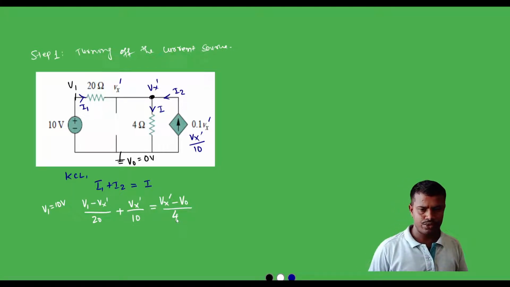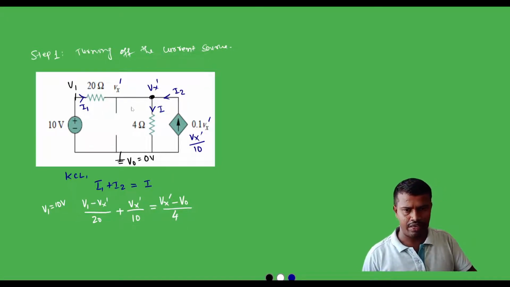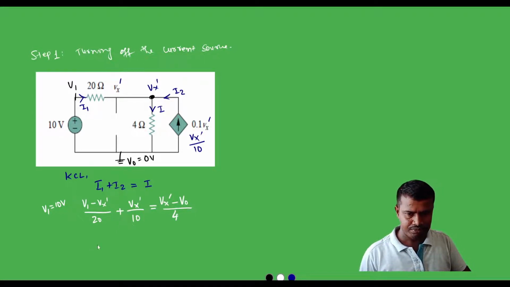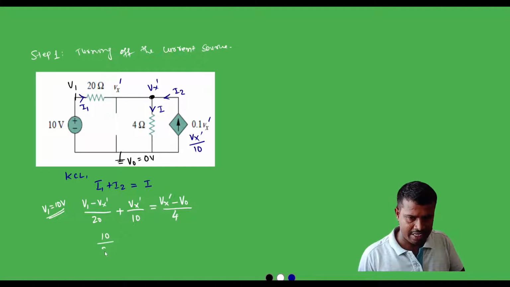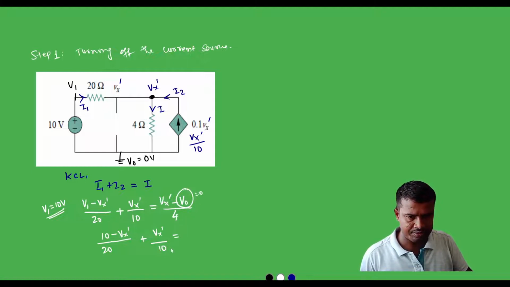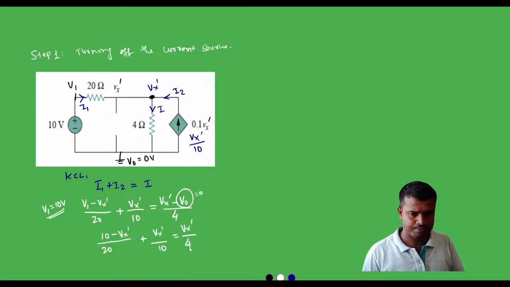Now we need to solve this equation to find out the value of Vx prime when the 10 volt source is active. So we know that V1 is equal to 10 volt. We will apply it here. So the equation becomes (10 minus Vx prime) divided by 20 plus Vx prime by 10 is equal to, we know that V0 is equal to 0, so we can eliminate it, Vx prime by 4.